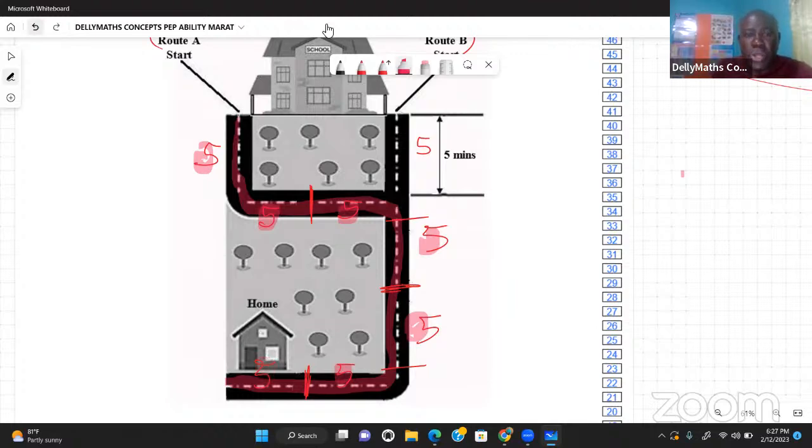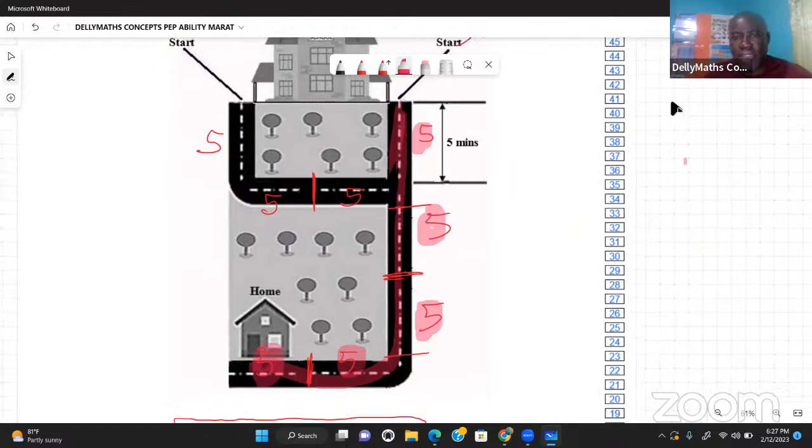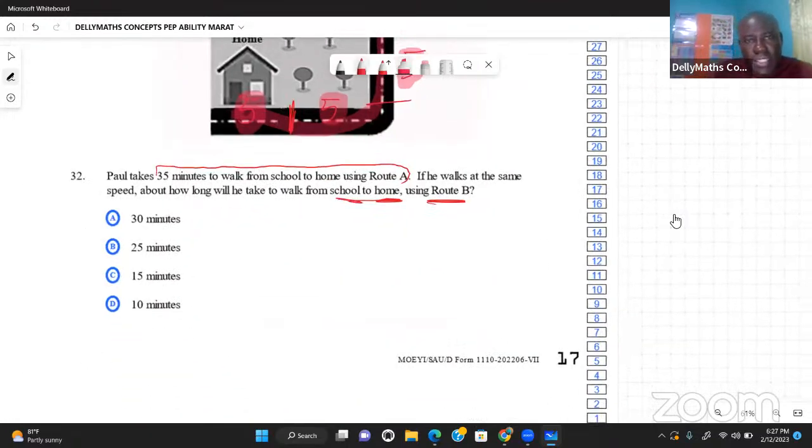Then all I'm going to do now is to walk along route B. Let me just walk along route B. Check route B. All I'm coming on is 5, 10, 15, 20, 25. Right? So it's just definitely 25 walking along the road. So let us highlight if there's a 25. Yes, there is. We're talking about having a 25 there.